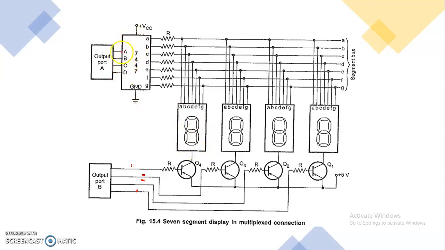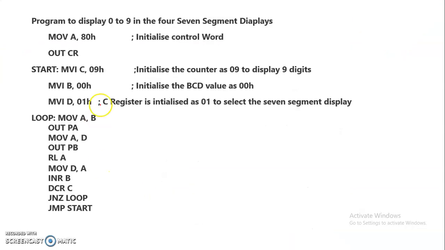Then you will provide the data to display 1 at the lines ABCD. That is the BCD code. The BCD will be converted to the 7-segment code, and it is again given to all the 4 7-segment displays. Now you will provide the data to activate only the second 7-segment display, so you will give the code at port B as 0100, and so on. Now let me see the program.